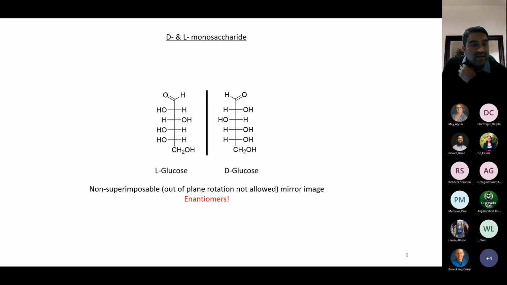Now, we understand the D and L monosaccharide. This is D-glucose and this is L-glucose. You can see these are mirror images, and non-superimposable mirror images, because out of plane rotation of the molecule is not allowed by the rule of stereochemistry. So they become enantiomers, and these enantiomers pose enormous challenge to analytical chemists to separate, mainly separate, and then characterize. So we see how we can separate them and then characterize.